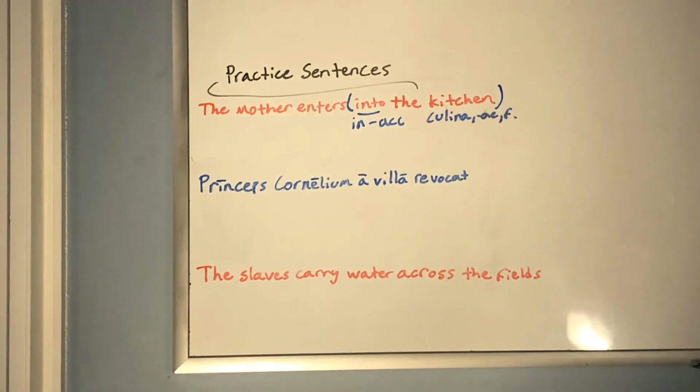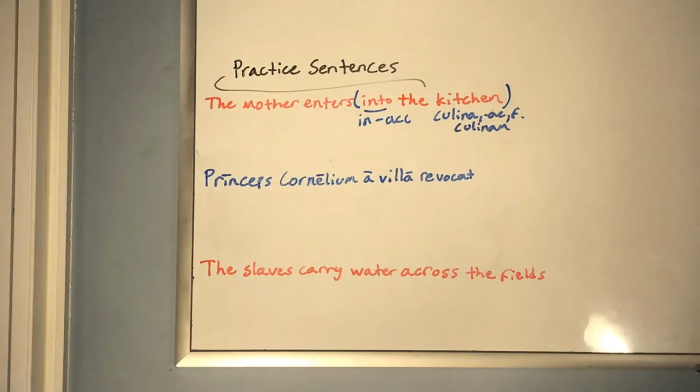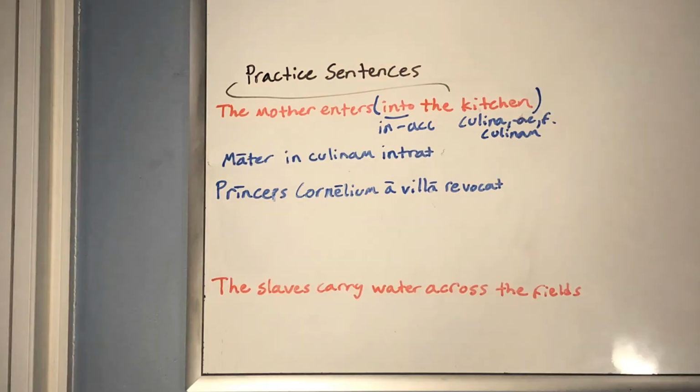So the word for kitchen is culina, culinae, feminine. So we have to use that am ending since it's first declension. So the form for this one will be culinam. So the entire prepositional phrase will be in culinam. Now that we have that prepositional phrase, let's finish translating the sentence. The entire sentence is mater in culinam intrat.